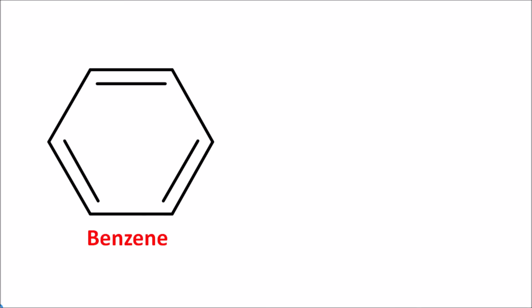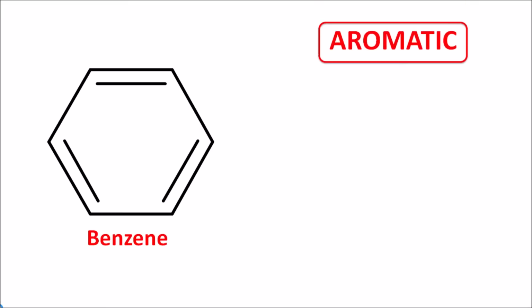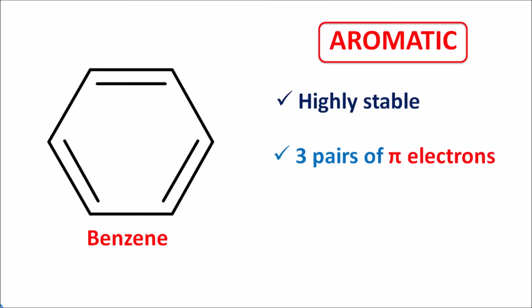So if we consider the structure of benzene, it has a few special characteristics. This compound is aromatic in nature. Because of aromaticity, benzene is highly stable. Due to delocalization of pi electrons, benzene is resonance stabilized and has a resonance energy of 36 kilocalories per mole. And benzene has 3 pairs of pi electrons. Totally it has 6 pi electrons, existing as 3 pairs, which follows the 4n plus 2 pi rule. And finally, the benzene ring is resonance stabilized.